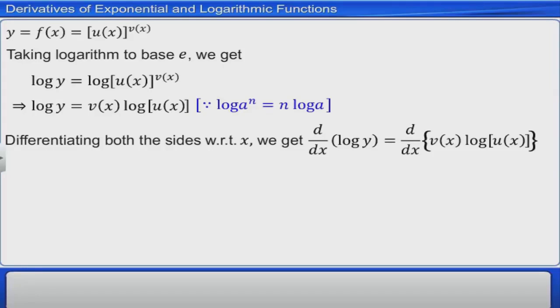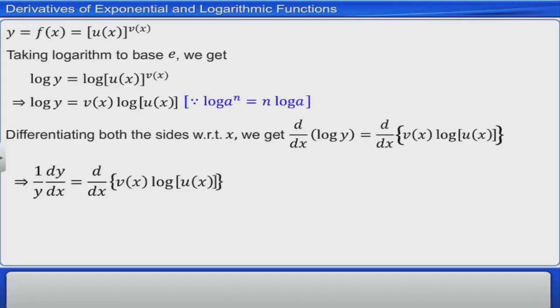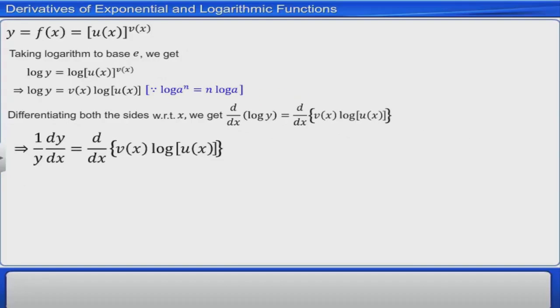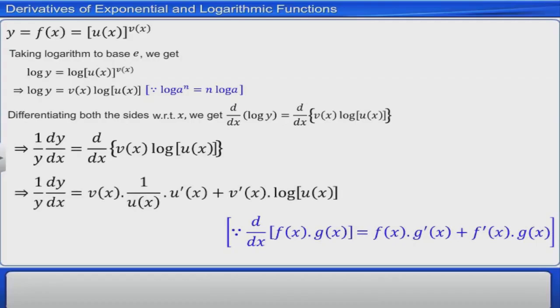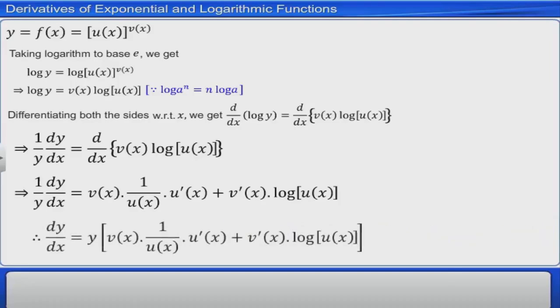Now, by applying the chain rule, the derivative of log y with respect to x is 1 divided by y into dy by dx. Thus, the derivative of the right-hand side is equal to v of x into 1 divided by u of x into u dash of x plus v dash of x into log u of x. Therefore, the derivative of y with respect to x is as shown here.